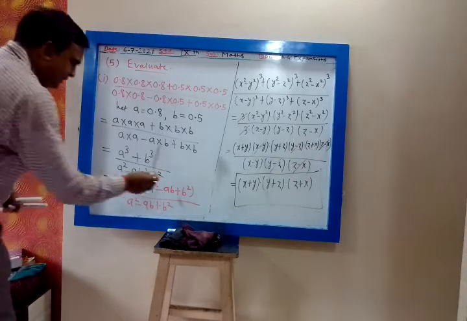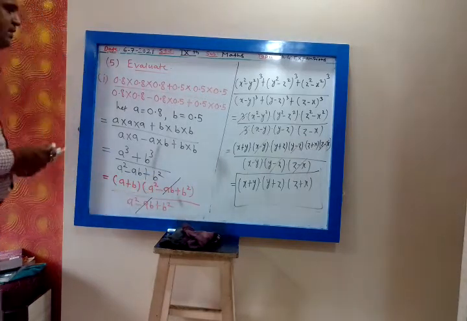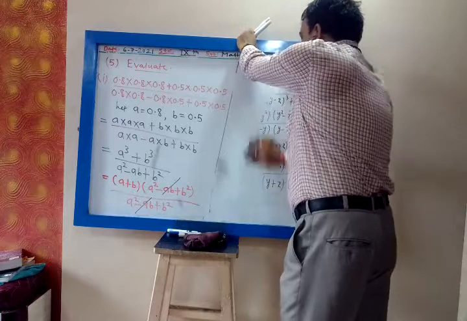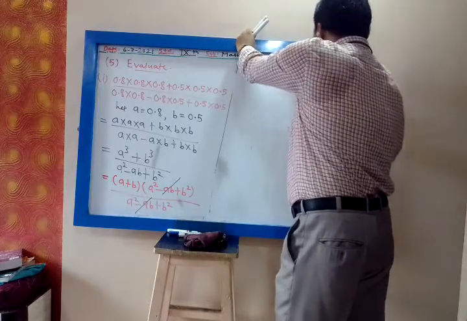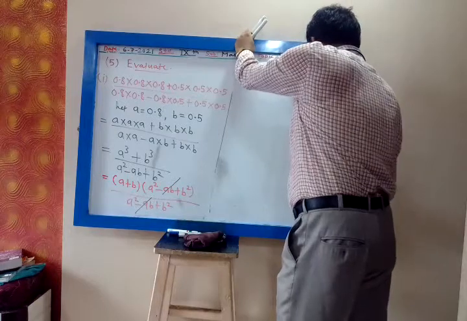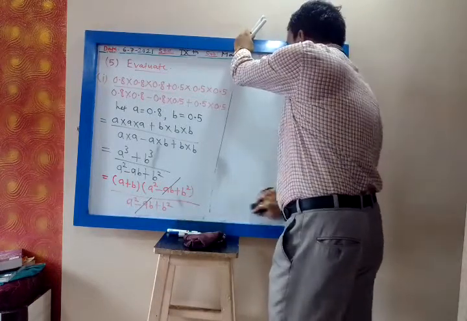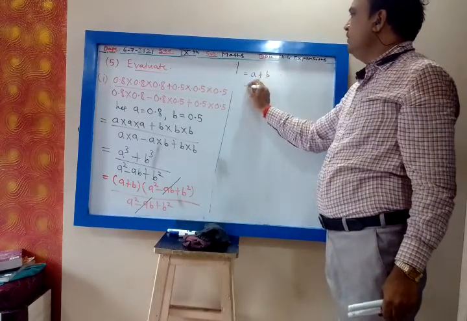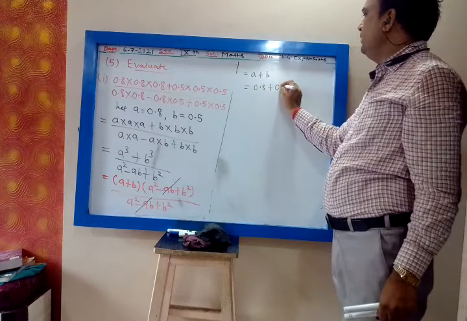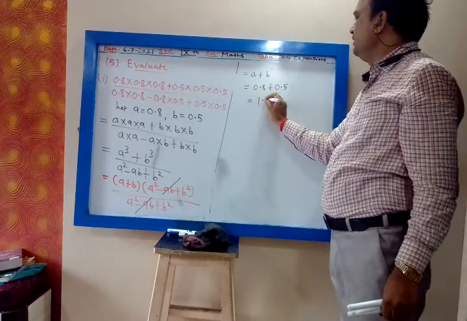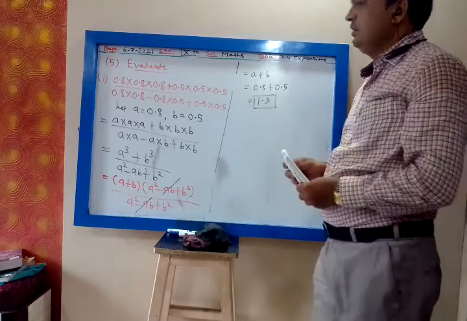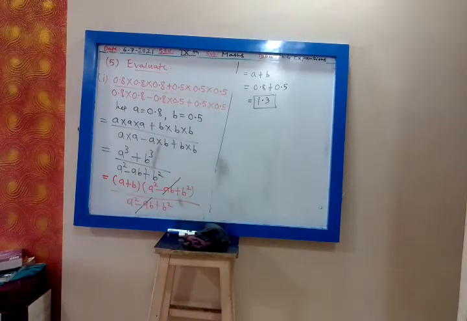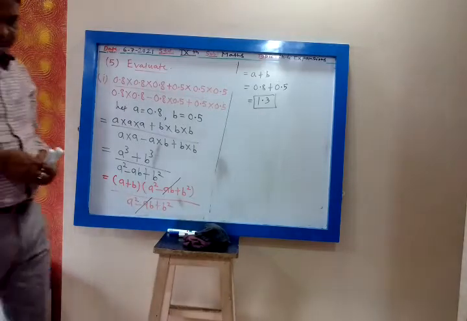Now this term gets cancelled with this term. What is left? a plus b. Left part is a plus b. Now substitute the values of a and b. a is 0.8 plus 0.5, answer is 1.3. So the answer is 1.3. By seeing this expression, you should not get worried. Such a big expression, you just reduce it, identify the type and solve it.